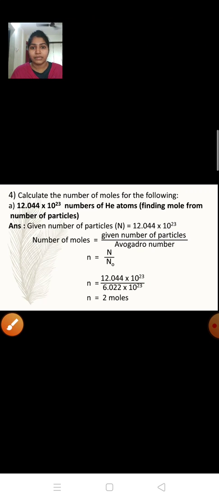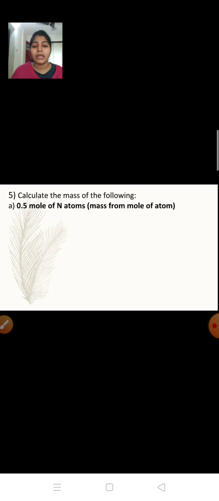Fine? Super easy. I will go to the next sum, that is the fifth one. Now over here, what we have to find out? We have to calculate the mass. Calculate the mass of the following. 0.5 mole of nitrogen atom is given. So mole is given. From mole, we have to calculate the mass. So let's see how to do. Now what is given? Number of moles, that is small n, is equal to 0.5.